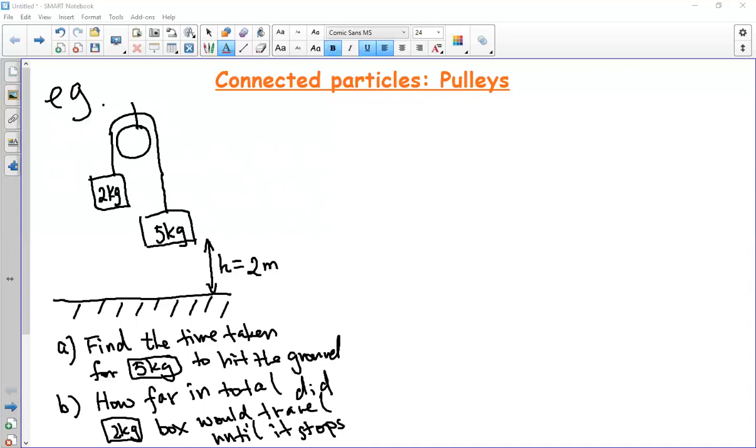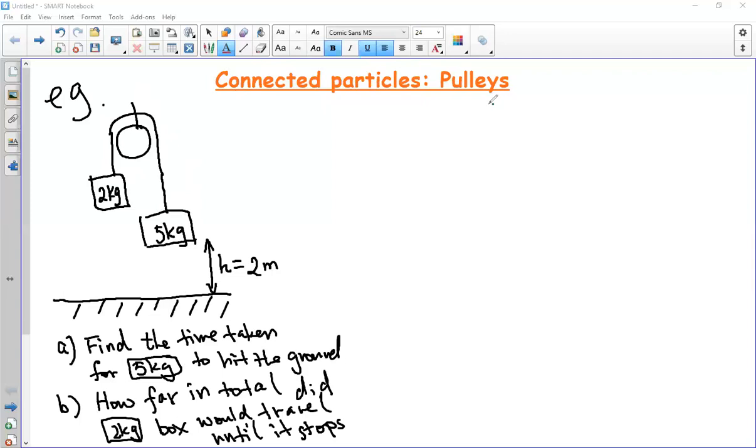I guess there must be some assumption given if it's an exam question. You will say it's a light inextensible string, and also the string will be long enough for the 2 kilogram box to travel upwards as well. Right, so let's have a look at this question.